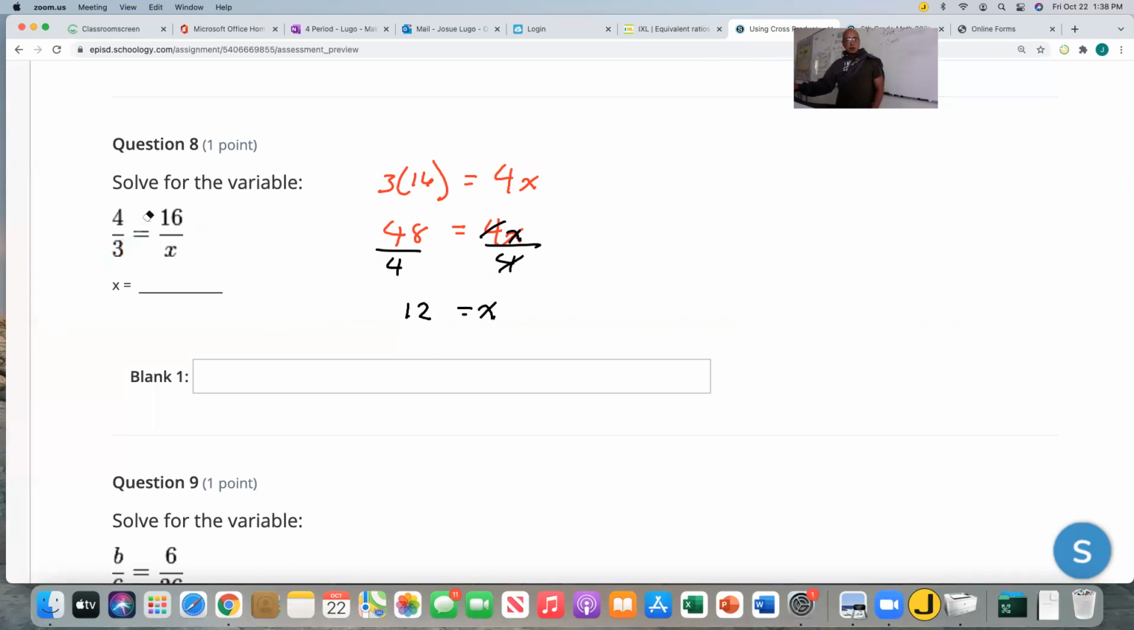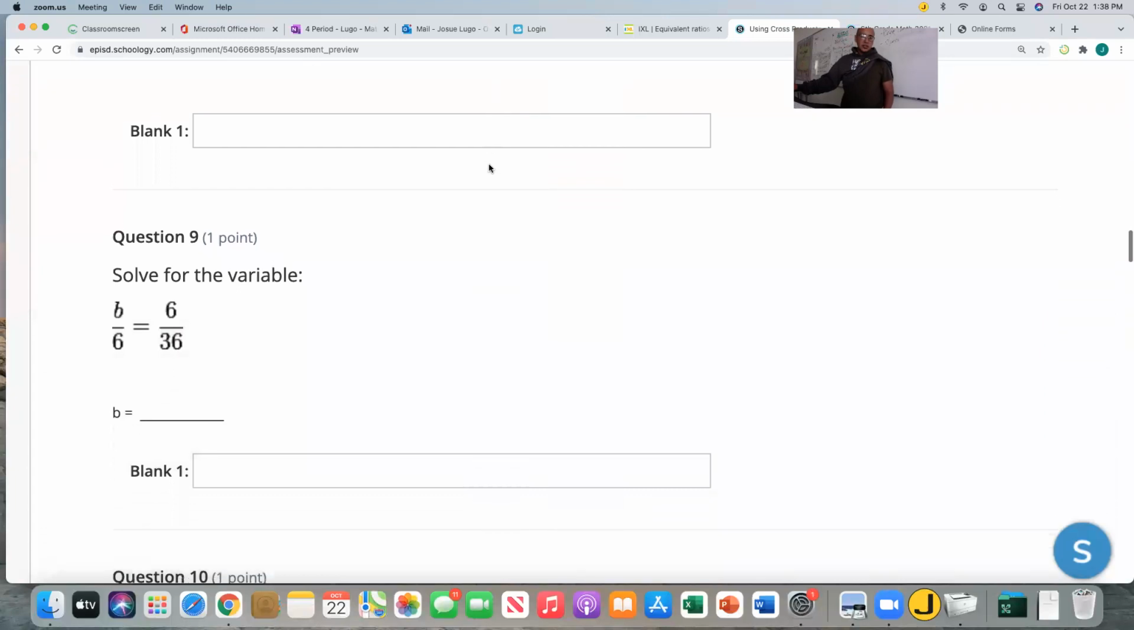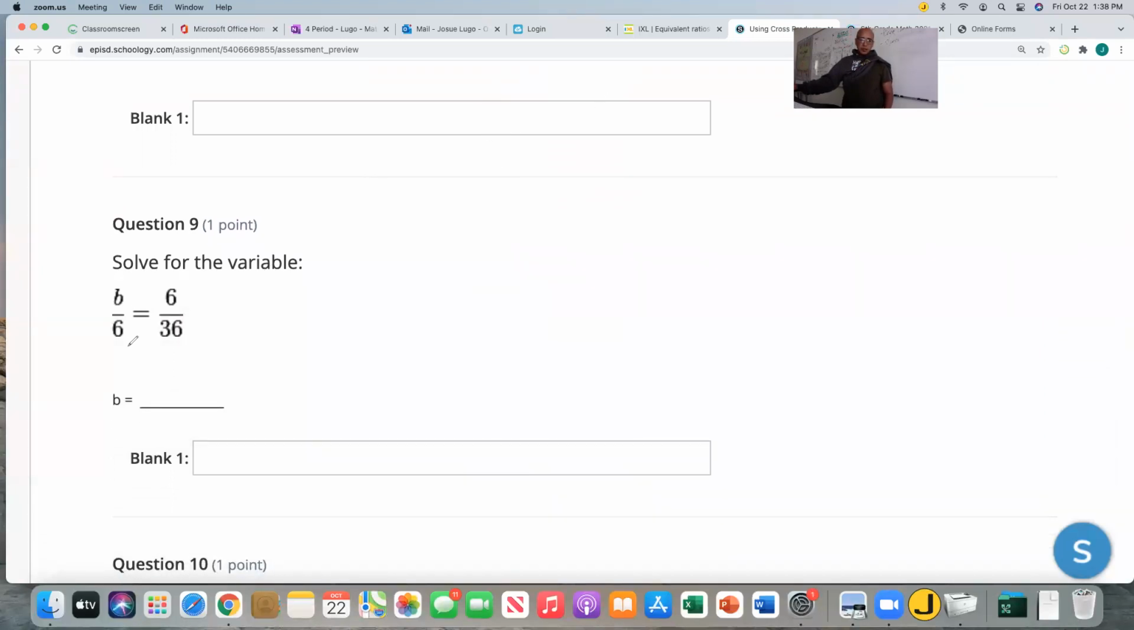Now, the cool thing about this problem is that you could have done it a much easier way. Just do 4 times what is equal to 16, 4 times 4. So 3 times 4 is 12. Again, my answer is 12. That is what you're doing for the rest of these problems. Let me do one more together with you. B over 6 is equal to 6 over 36.